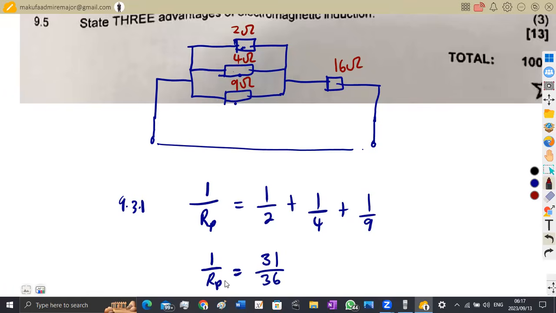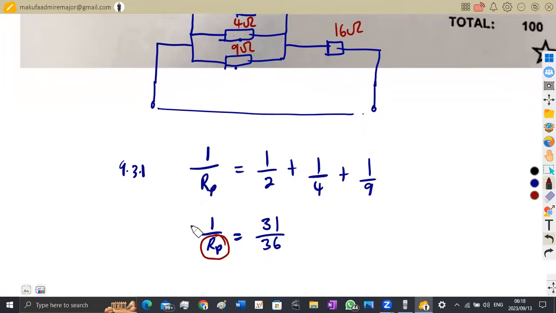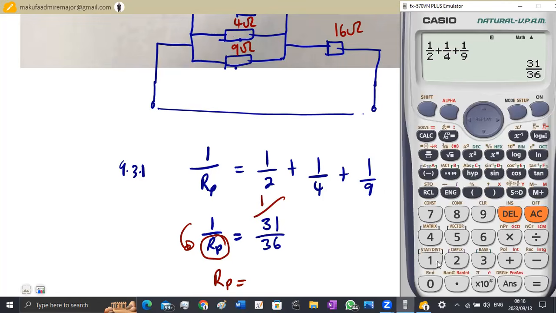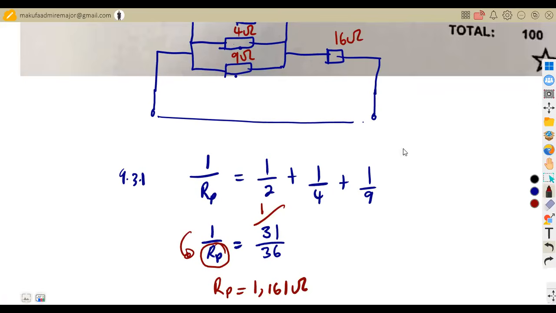But what we need here is to find Rp. So how are we going to find Rp? We simply invert this. To invert means we simply introduce 1 over on this side. You just divide 1 over this part from your calculator. So we are just going to say 1 divided by the answer that we had, which is going to give us 36 over 31, which as a decimal is going to be 1.161. So we're going to have 1.161 ohms. So that was the total resistance that we're going to have in a parallel combination.